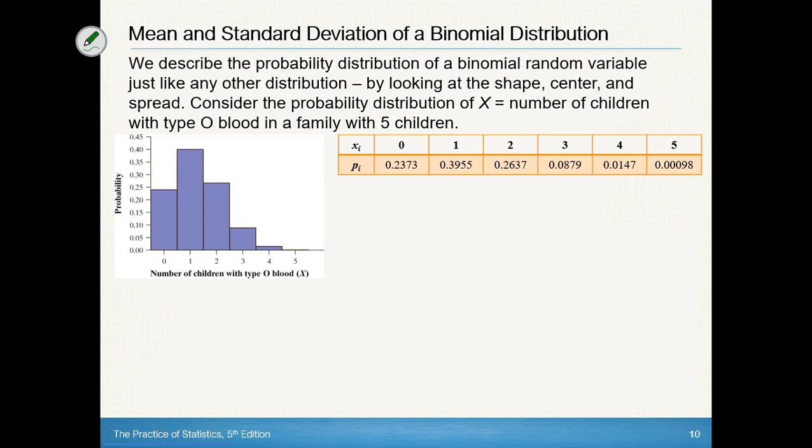All right, we could describe the probability distribution of a random variable just like any other one by looking at center, shape, and spread, discussing the data. So here's what I did. I said, hey, family with 5 kids where each kid has a 25% chance of having type O blood, how many kids in your family have type O blood? And if I asked lots and lots of them, here's what it would look like. Or perhaps I could use those formulas to figure out these values right here. So it's a right skewed histogram, centers down in here. Obviously it goes from 0 to 5, but most of them are 0, 1, or 2.